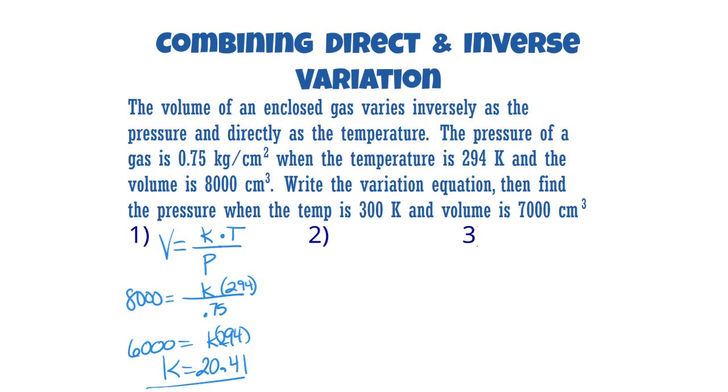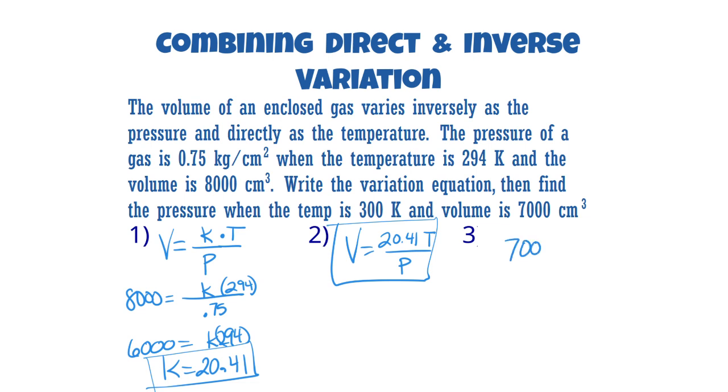That's step one. Find the constant of proportionality. Step two, just rewrite the model with your K value in there. Done. Step three is to use the model to answer some question or questions. This one says, write the variation equation. We did that. And find the pressure when the temperature is 300 Kelvin and the volume is 7,000 cubic centimeters.